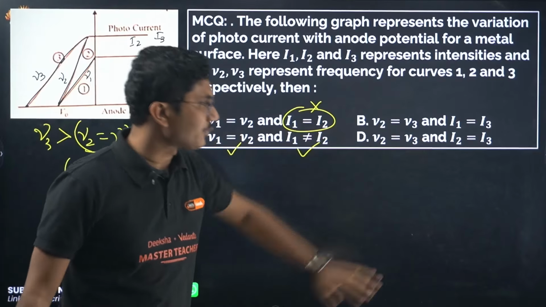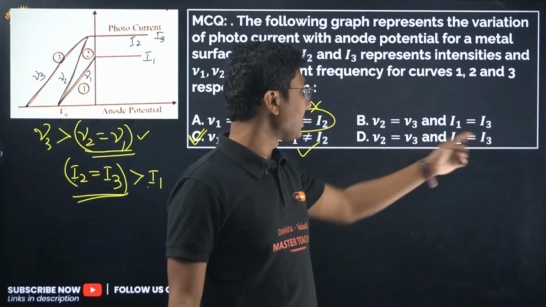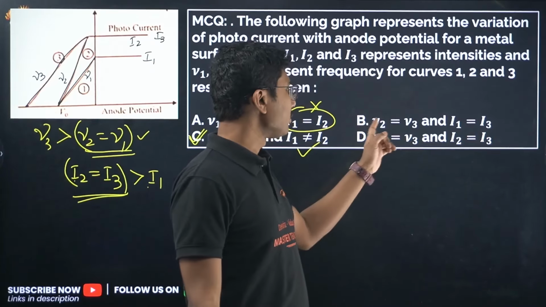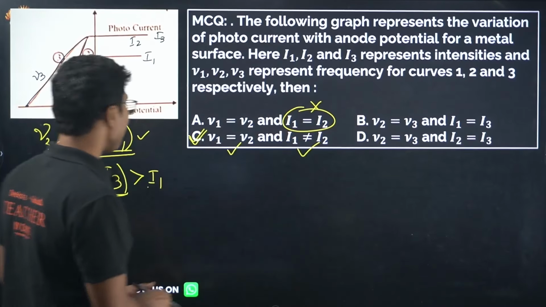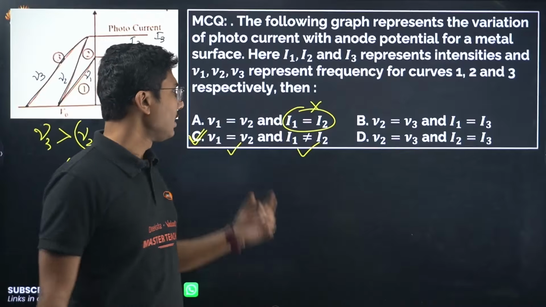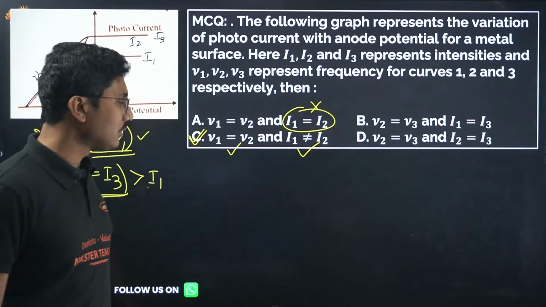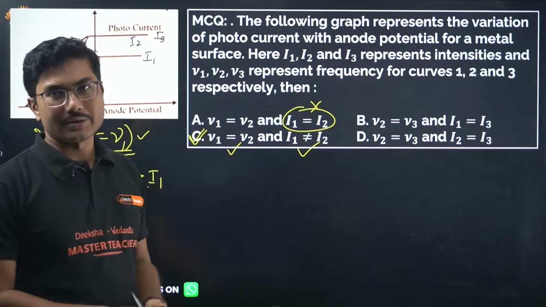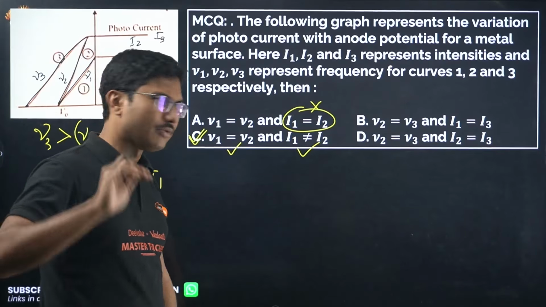You can check the other options as well. In this case the second option is correct, but the first option is wrong. Here also the first option is wrong, nu2 is not equal to nu3. So from there we can say this is the correct statement. Both conditions are satisfied: nu1 equals nu2 and I1 is not equal to I2. So this is the correct answer for this question. This came in KCET, I think 2023 or 2024.